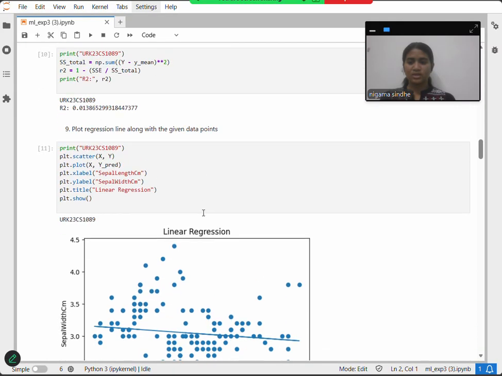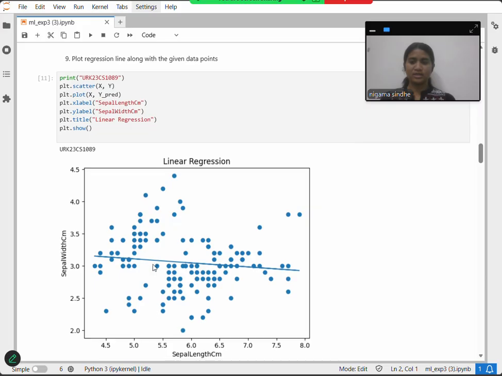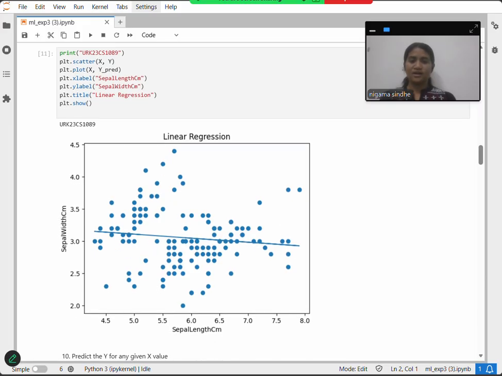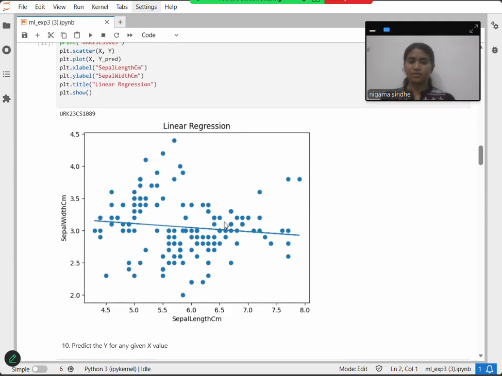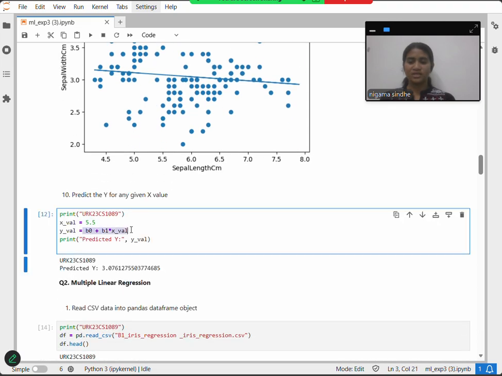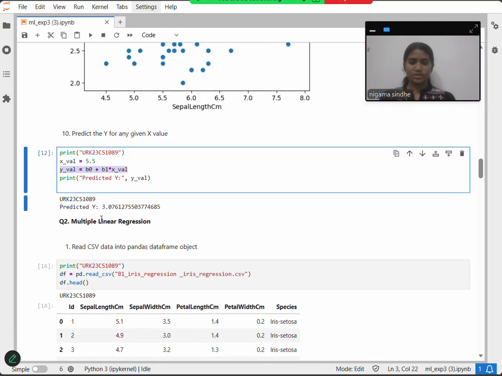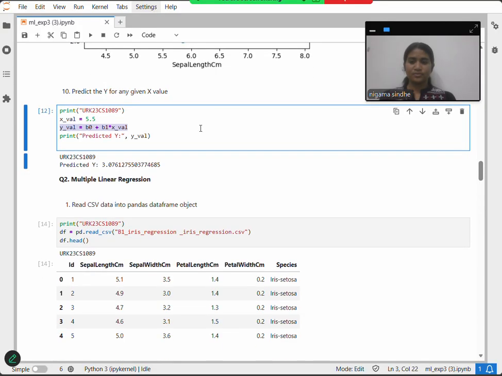Next, we are going to plot the regression line along the dataset. Where data is not well aligned on the regression line, it is not yet accurate. Finally, using the regression equation to predict the value of y for a given input of x, we are going to take the function and put all the values in it. So for a definite x value, we could get the y prediction, which is the predicted y of 3.076.